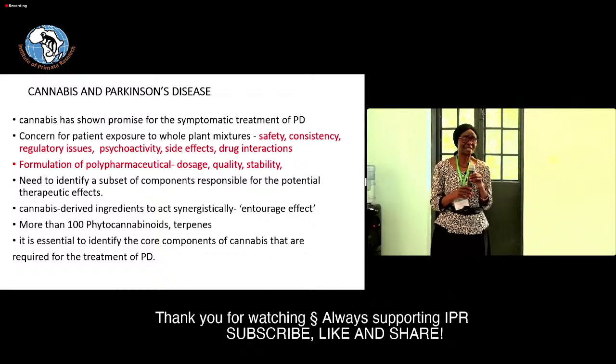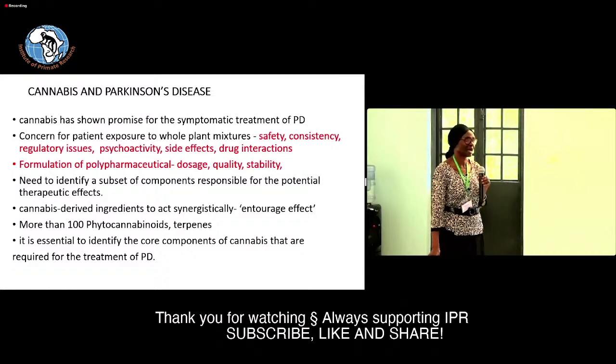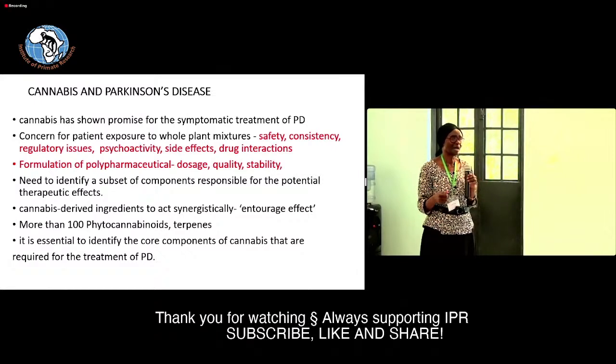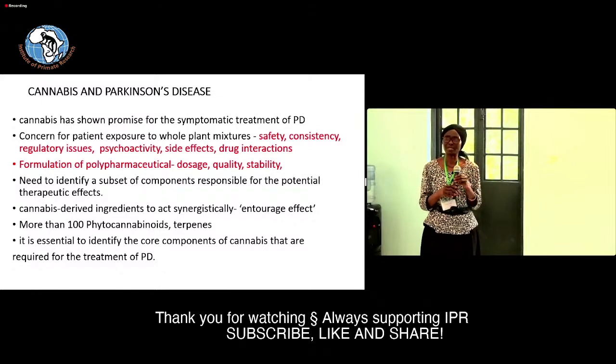the THC, then you have psychoactivity. Then you have the side effects, the drug interactions. You have formulation challenges. How do you ensure quality? How do you ensure that you make the right dosage of the concoction? And how do you ensure stability? So all these come into play when you are trying to use a herbal plant for treatment, and particularly if you have to avoid using isolated compounds.